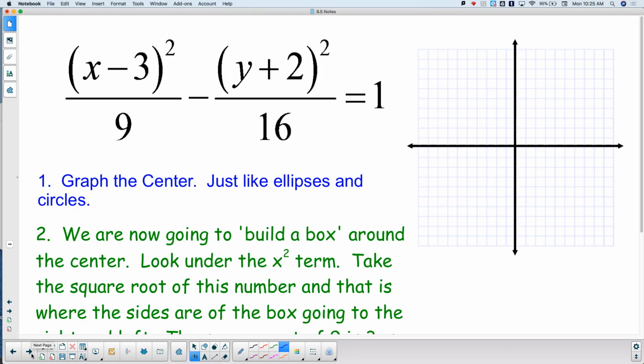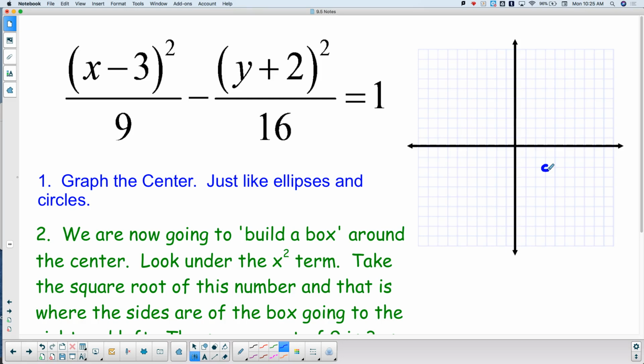So let's put that on our graph. 1, 2, 3, down 2. There is my center. I for sure will put it with a C because it's nowhere near the curve. Much like the center of a circle, much like the center of an ellipse, it's not on it. It's inside of it.